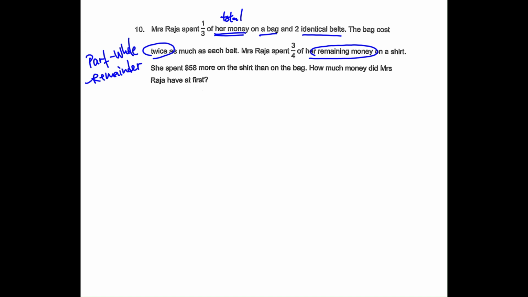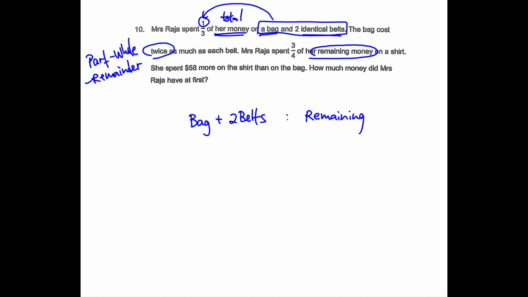So the best way to do this kind of question is to write out the ratios, write out the units for each part. For example, let's start with 1/3. We have bag plus 2 belts is to the remaining. Because after she spent on the bag and the 2 belts, that's the remaining money. So we know that the bag and 2 belts is 1 unit. The remaining, must take note, is not the total. The total is 3, but the remaining is 3 minus 1, 2.